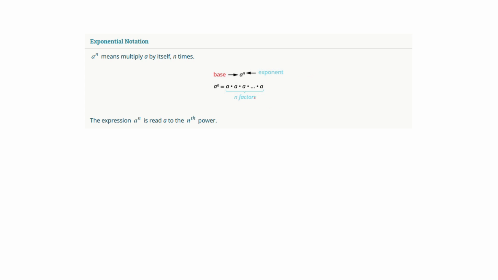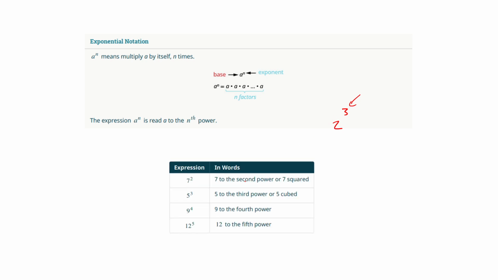Okay, I think we're going to go to the order of operations. So the base is, if you were taking something to an exponent, the base is the number that you're taking to the power, and that's the exponent. So the base down here, exponent up there. So 7 to the second power, 5 to the third power, 9 to the fourth, 12 to the fifth.